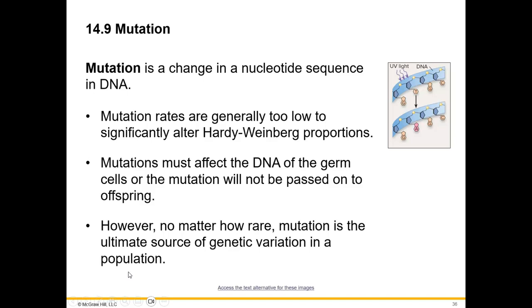Mutation, as we know, is a change in a nucleotide sequence. Like we can see here, UV light has caused the nucleotide that should have been thymine to be replaced with adenine. Mutation rates are generally too low to significantly alter the Hardy-Weinberg proportions. And mutations will have to affect the DNA of those germline cells, or the mutation is not going to be passed on to offspring.